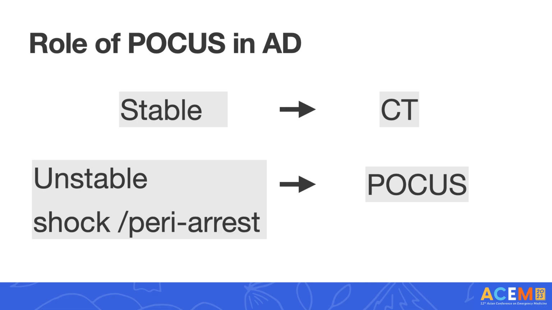We can consider stable patients not in shock or peri-arrest situation. Patients can be proceeded to get CT scan, but in unstable patients with shock or peri-arrest, POCUS can be the only test that can be done at the bedside to rule in or rule out aortic dissection.